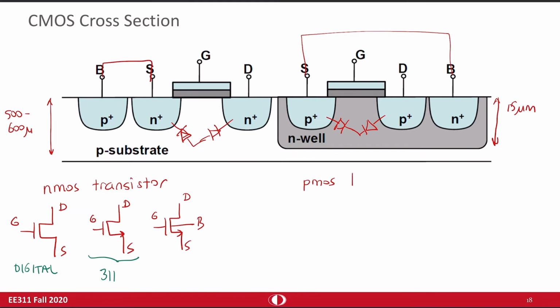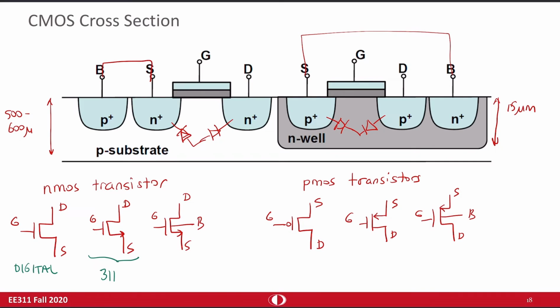For PMOS transistors, you can see such a notation: source, drain, and gate. Source, drain, gate. Or by using the fourth terminal: source, drain, bulk, and gate. Again, the same thing for digital. This is more common. For 311, we will use this notation.